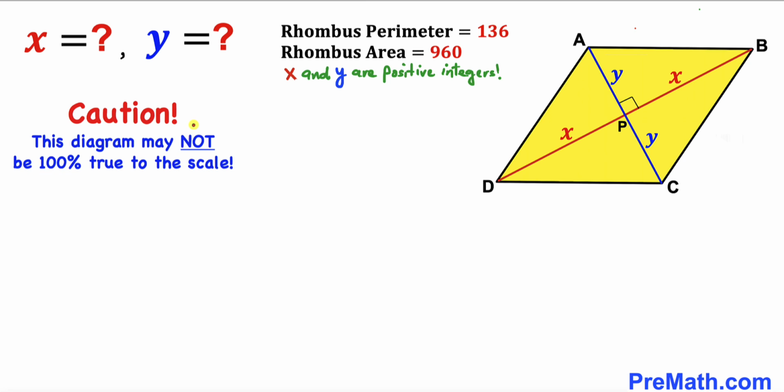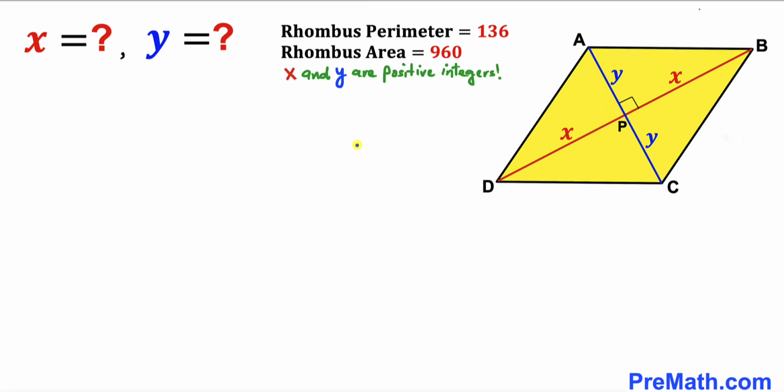Please keep in mind that this figure may not be 100% true to scale. Let's go ahead and get started. Here's our very first step. Let's go over the definition of a rhombus: all its side lengths are equal in length.